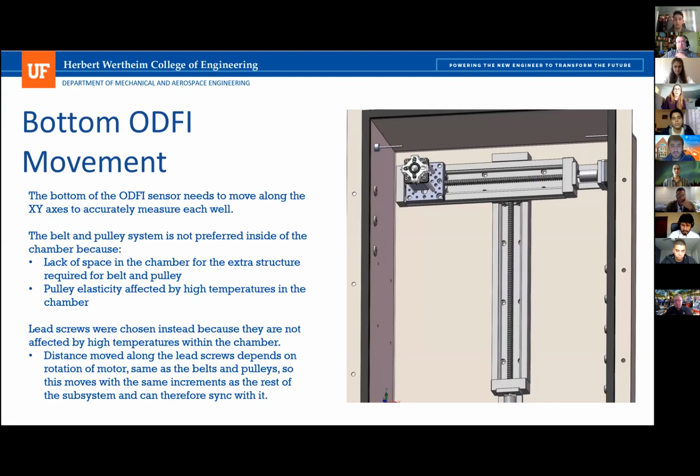Last thing to mention is the bottom ODFI movement. So like I said, we went with belt and pulleys for the rest of the subsystem because they are not very expensive. They work pretty well.